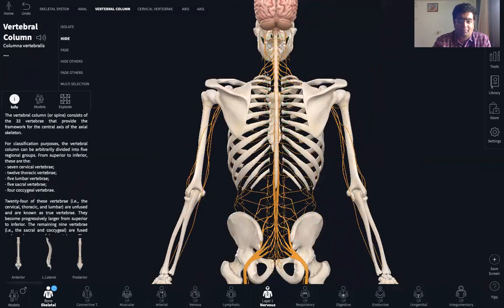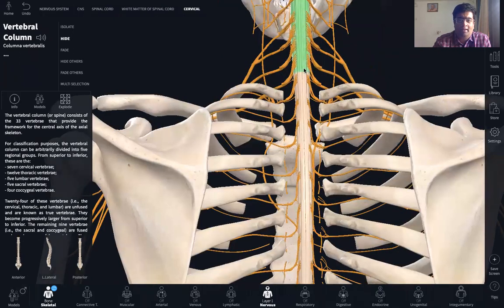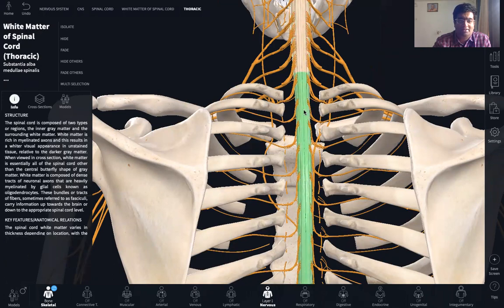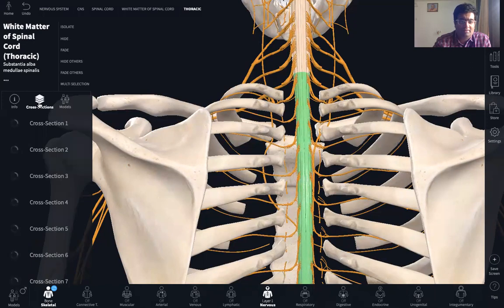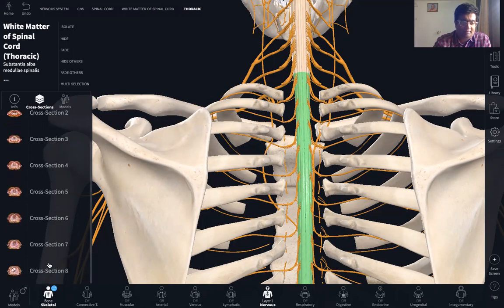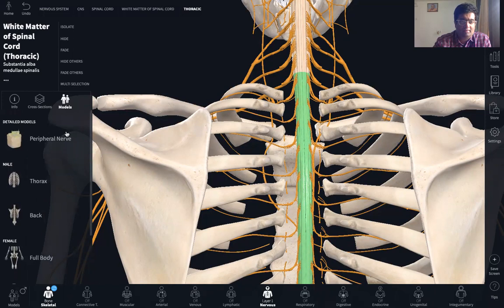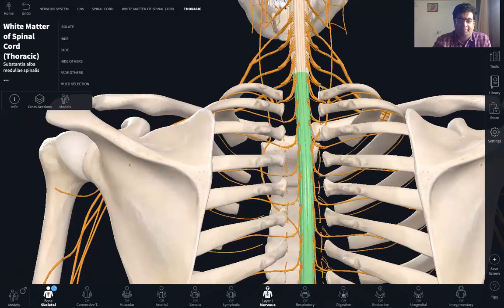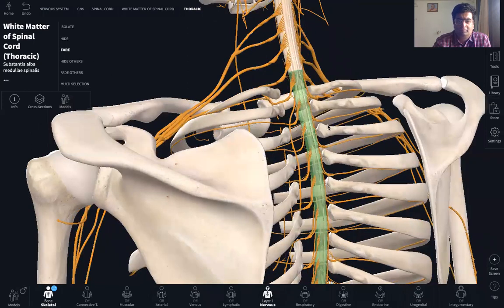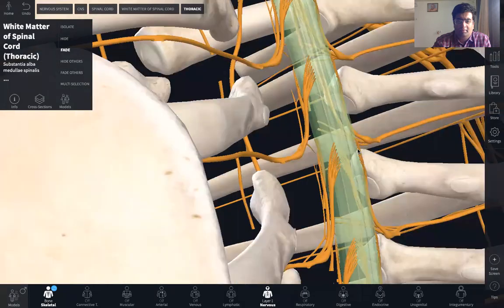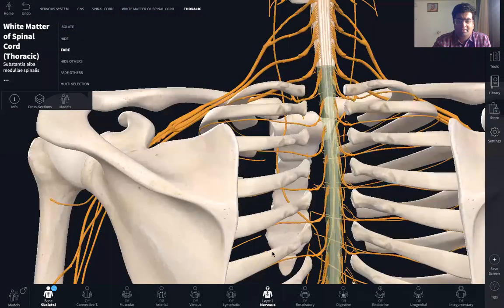Now, let me just hide the entire vertebral column so that we can clearly see the spinal cord. Yes, here we see the spinal cord. As far as the spinal cord is concerned, the outer region is the white matter. Now, if we just take a cross section, we can see the white and the gray matter very distinctly. We'll just see that in a while from now. But before that, moving on to the functions of the spinal cord.